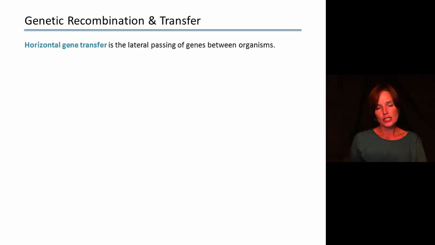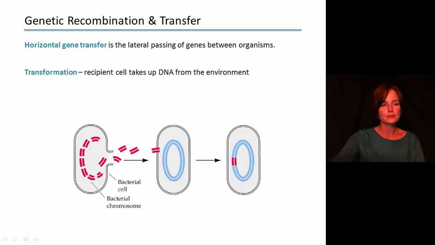Vertical gene transfer is going to be the passing of genes from parents to offspring, and then to their offspring, and then to their offspring. Horizontal gene transfer, the way that I think about it, is that you have two organisms already, and they're just going to swap some DNA with each other. So there are different ways that this can happen, and it is quite common when we're talking about prokaryotes.